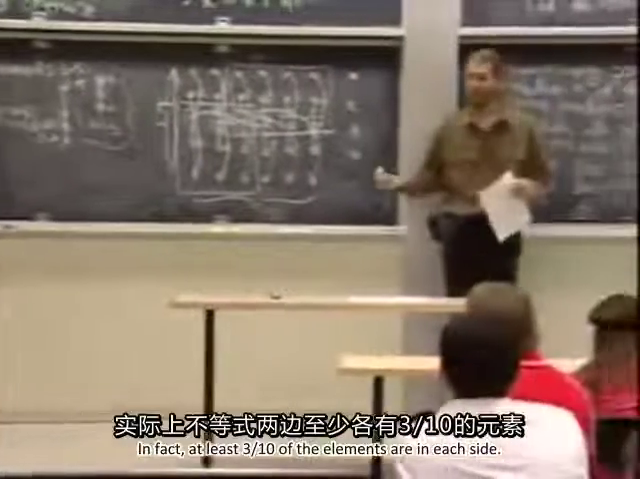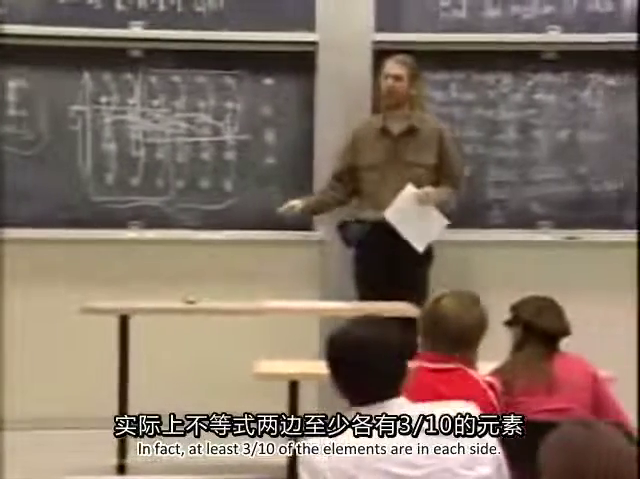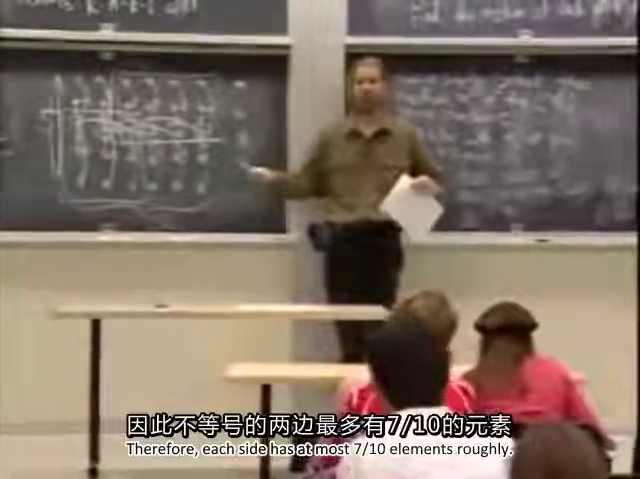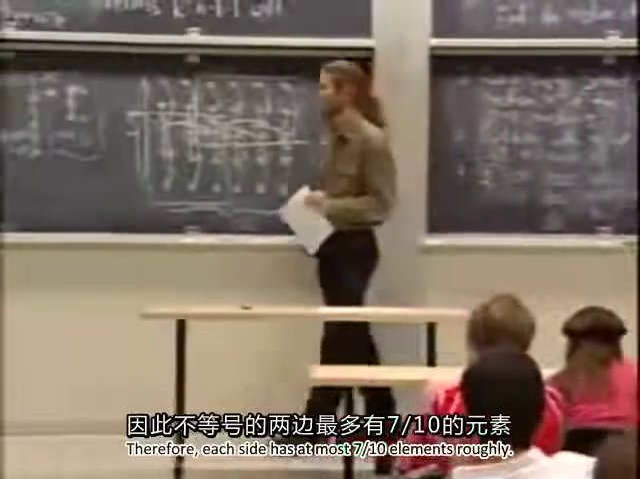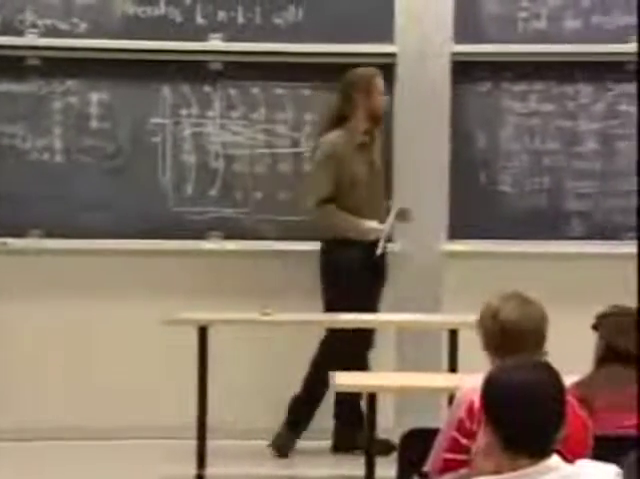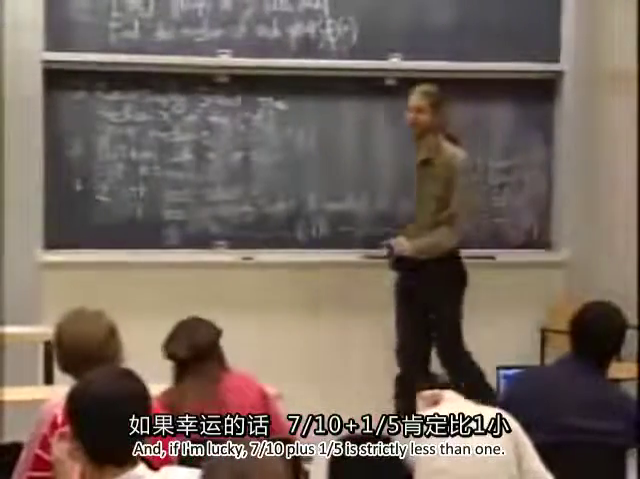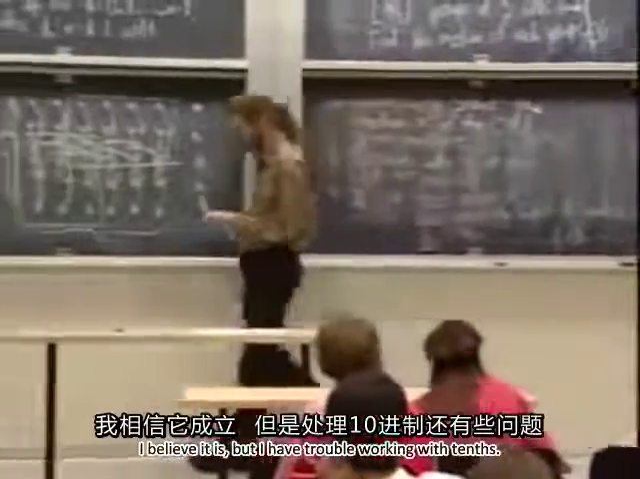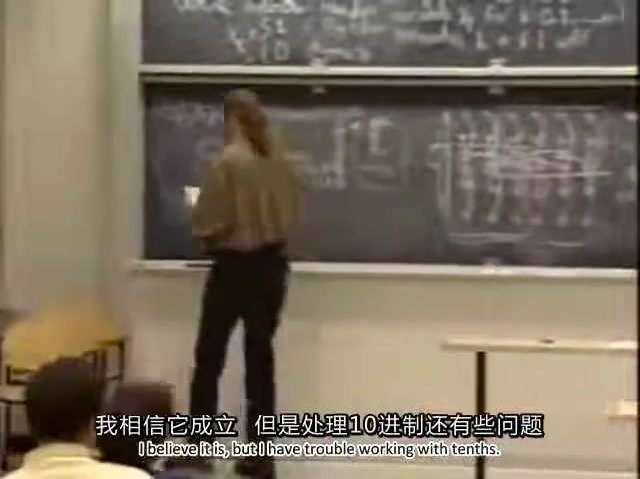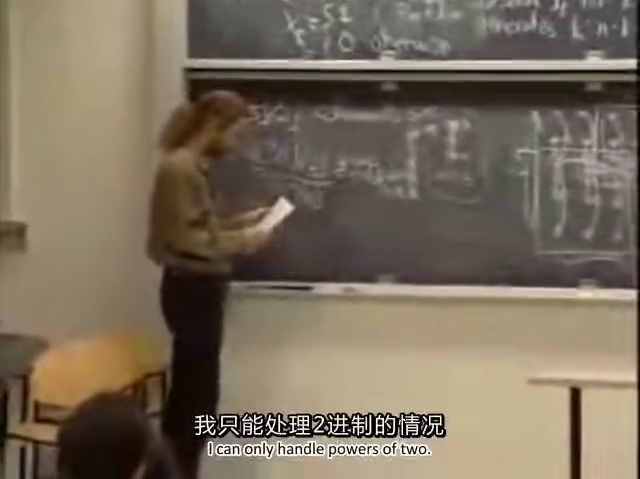In fact, at least 3/10 of the elements are in each side. Therefore, each side has at most 7/10 of the elements, roughly. So the number here will be 7/10. And if I'm lucky, 7/10 plus 1/5 is strictly less than 1. Indeed it is. But I have trouble working with tenths. I can only handle powers of 2.